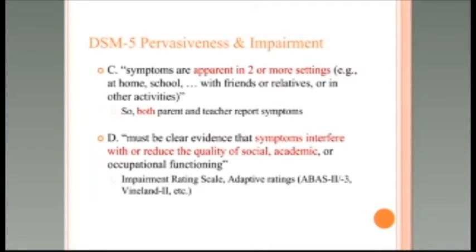Additionally, with regard to impairment, DSM-5 specifies that there must be clear evidence that symptoms interfere with or reduce the quality of an individual's social, academic, or occupational functioning. So there needs to be a way in which we clearly identify how these symptoms are interfering with life activities. And these are things like an impairment rating scale or daily adaptive ratings by interview, by parent rating, by teacher rating that indicates the degree to which these behaviors are interrupting or impairing function across settings.